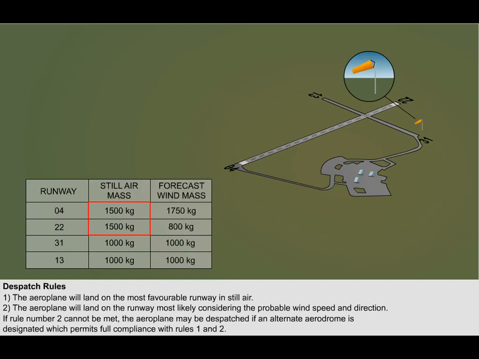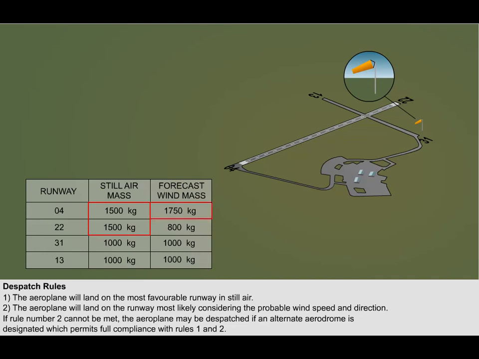If the second dispatch assumption is that the aeroplane will land on the runway most likely to be assigned, considering the probable wind speed and direction, then it would have to be runway 04, with a maximum landing mass of 1,750 kilograms. In summary then, the first assumption requires that the pilot select runway 04 or 22 for a maximum still air landing mass of 1,500 kilograms, and the second assumption will require the pilot to select runway 04 for a maximum landing mass of 1,750 kilograms.